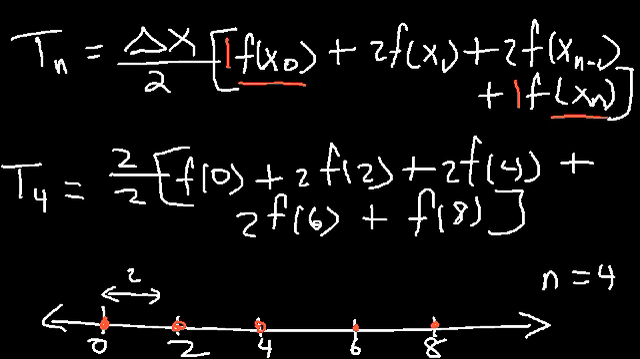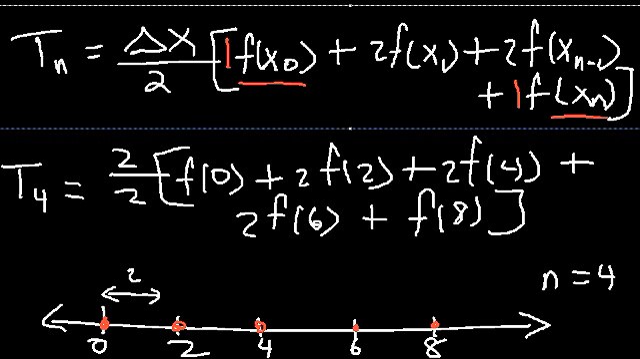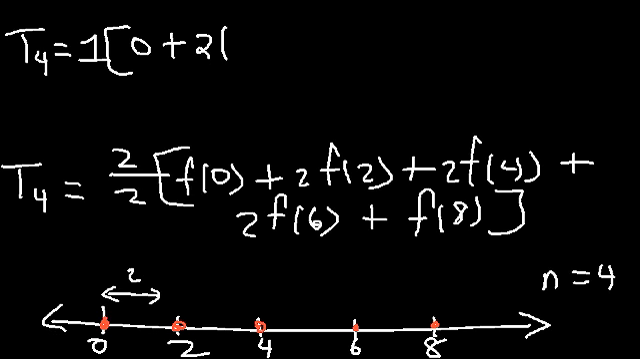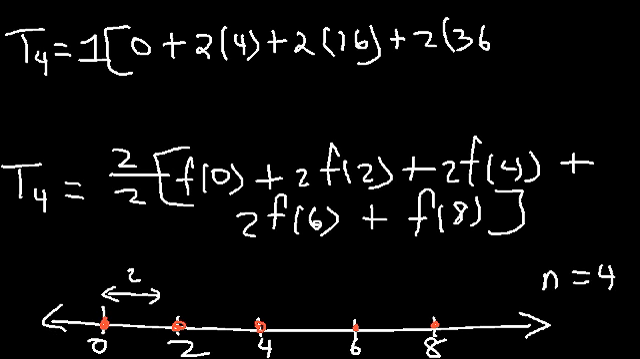Now let's make some space. Let's get rid of this stuff. So T of 4 is going to equal 2 divided by 2, which is simply 1, times f of 0. 0 squared is 0. And then 2 times f of 2. 2 squared is 4. Plus 2 times f of 4. 4 squared, 4 times 4 is 16. Plus 2 times f of 6. 6 squared is 36. And then plus f of 8. 8 times 8 is 64.